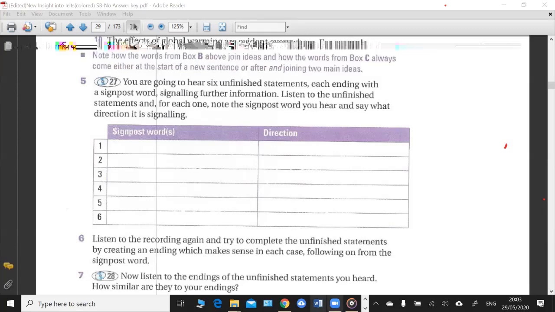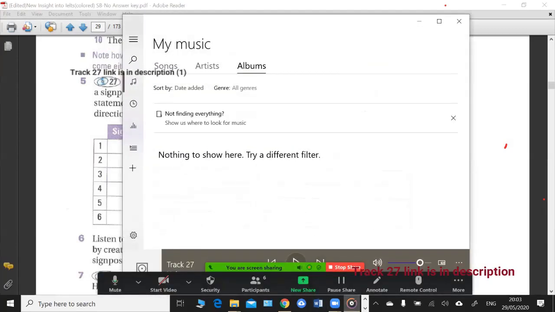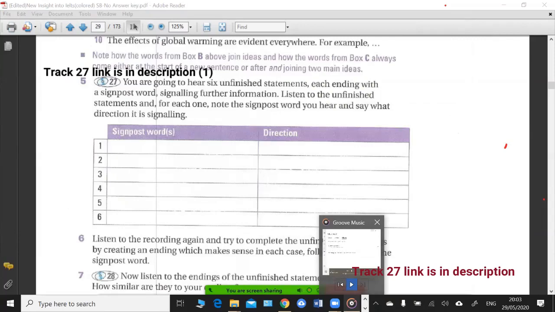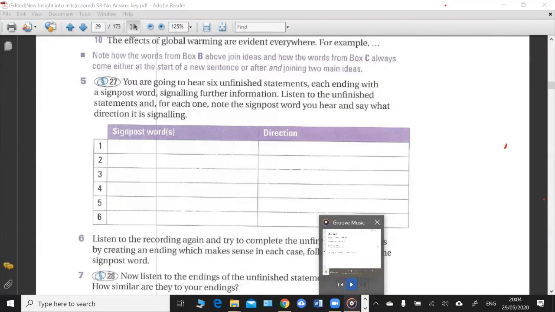Now I'll play the listening and we'll see what is number one. So what signpost word is used? For instance. Please write for instance. Okay. So Sajjad, what do you think? What is the signpost word here? For instance, sir. For instance means for example. Okay, now, can you tell me what is the direction when you say for instance? What does it mean?